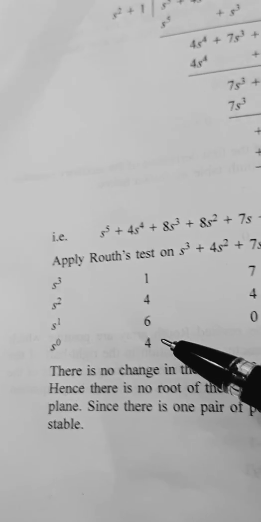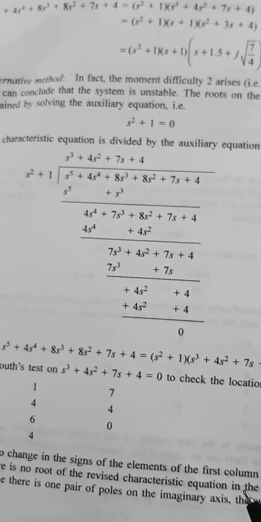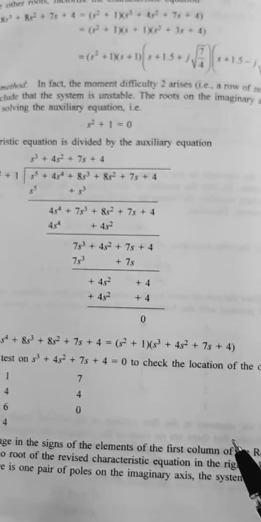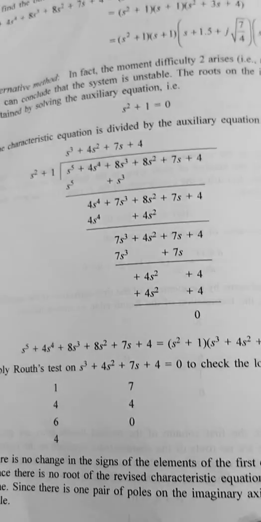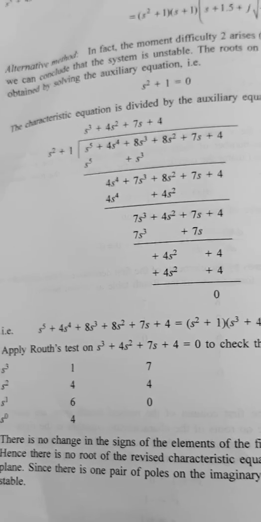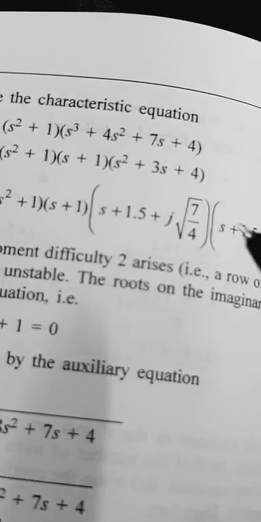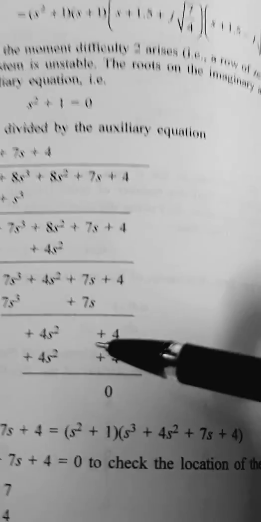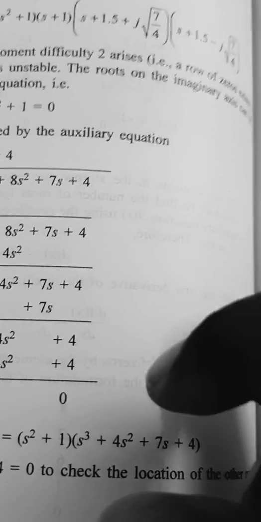When you are analyzing this, there is no sign change in the elements of the first column of the root array. Hence, there are no roots of the reversed characteristic equation on the right half of the plane. Since there is one pair of poles on the imaginary axis, the system is marginally stable. So this is another method, but here we are not finding the exact poles, just whether it is marginally stable or unstable. But here you found that it is marginally stable.